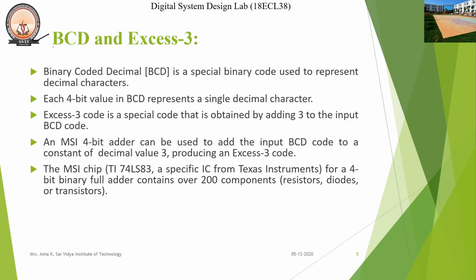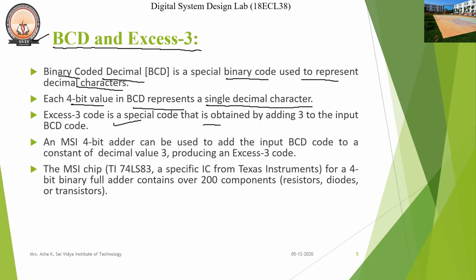Now we discuss the conversion of BCD to XS3. BCD is binary coded decimal. It's a special binary code used to represent decimal characters. Each 4-bit value in the BCD represents a single decimal character. XS3 code is a special code that is obtained by adding the constant number 3 to the input BCD code. In medium scale integration, a 4-bit adder can be used to add the input BCD code to a constant decimal value of 3, producing an XS3 code.